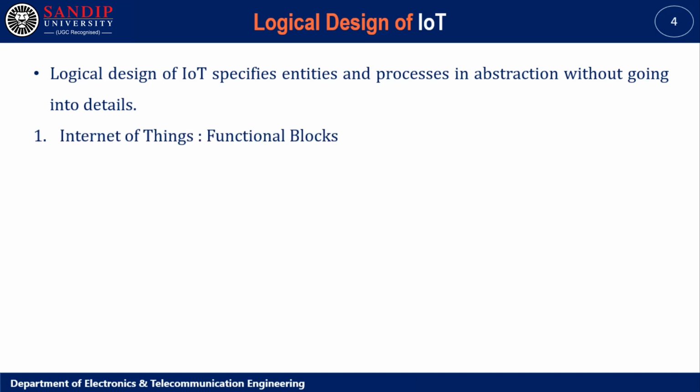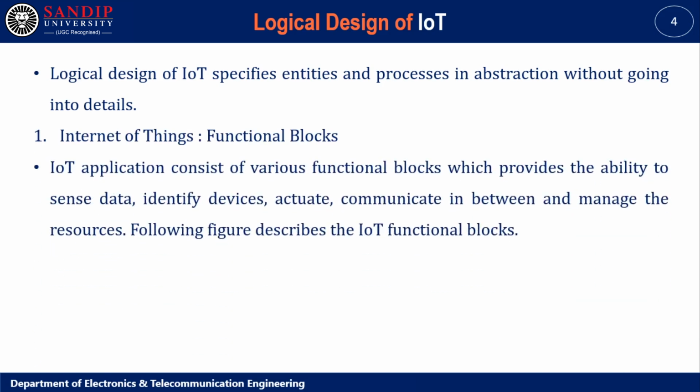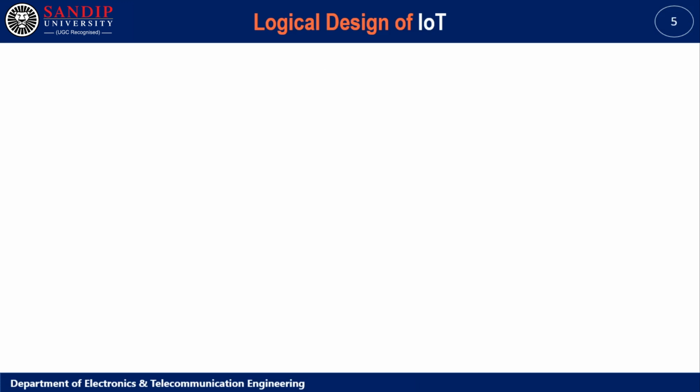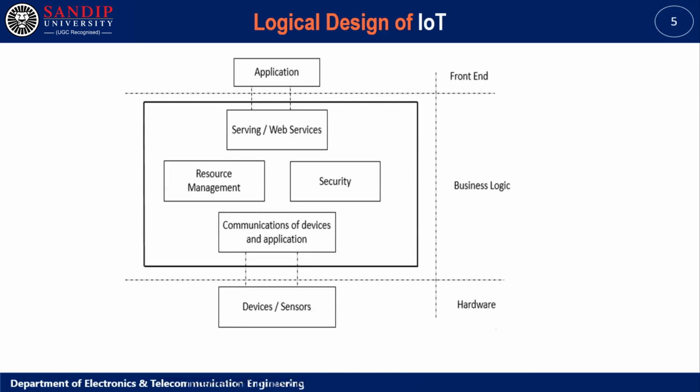First, Internet of Things, its functional blocks. An IoT application consists of various functional blocks which provide the ability to sense data, identify devices, actuate, communicate in between and manage the resources. The following figure describes the IoT functional blocks.